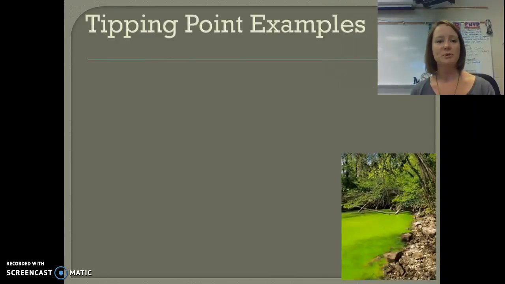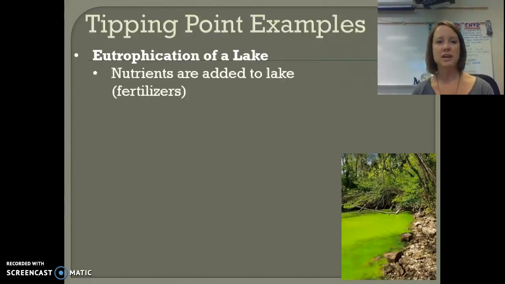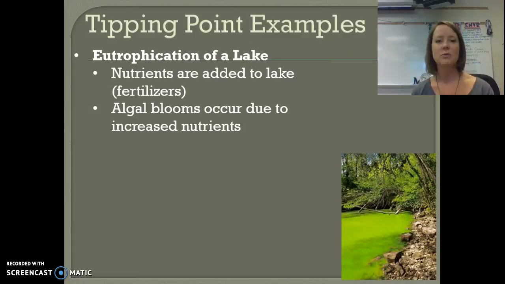So a couple of examples to finish up. The first is eutrophication. That may or may not be a term that you've heard before. But if you look at the picture there, whenever you see that pond scum, that's usually a result of eutrophication. So what happens, nutrients or fertilizers run off from the land, are added to the lake or pond, which causes algae blooms because of those increased nutrients.